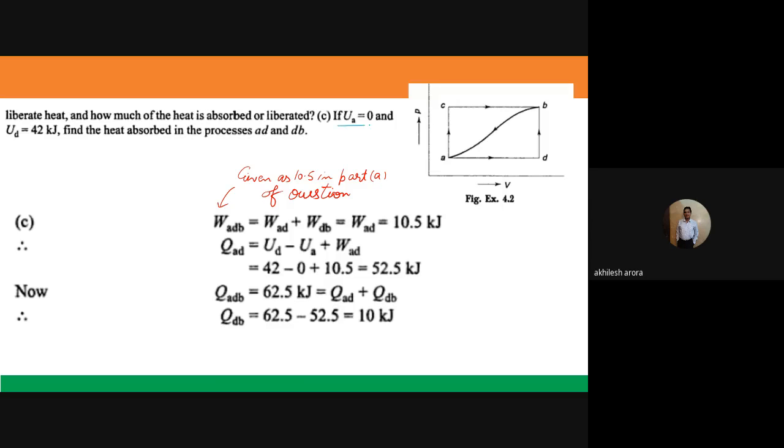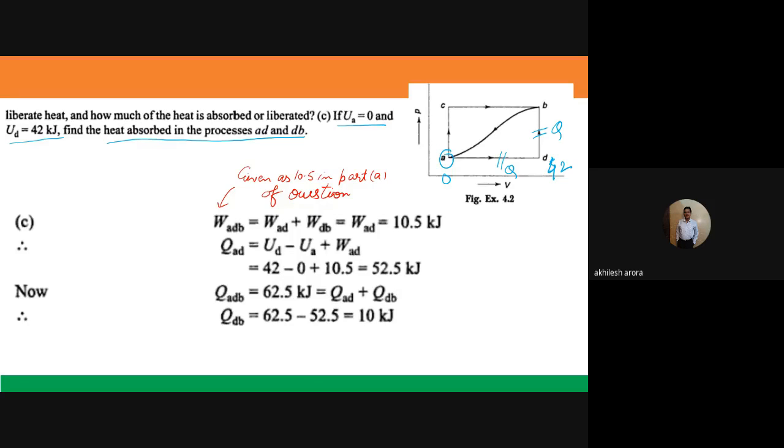If UA is equal to 0 and UD is equal to 42, this is given to us. So find the heat absorbed in the process AD and DB. We have to calculate the value of Q in both these cases. Now let us see how it has been solved.